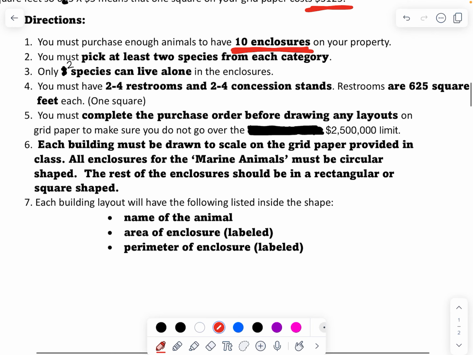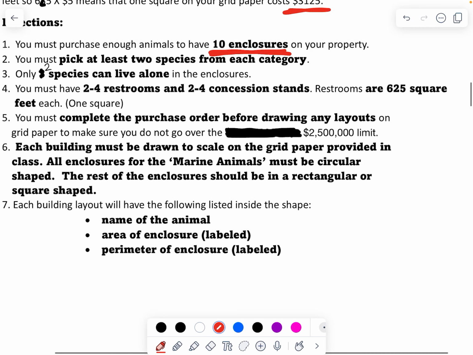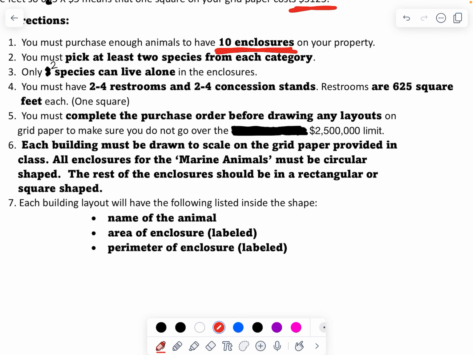Okay. You must have 2 to 4 restrooms and 2 to 4 concession stands. Restrooms are 625 square feet each, so just 1 square. Because that seems small on paper, but it's actually 625 square feet is a big area. You must complete the purchase order before drawing any layouts. Each building must be drawn to scale on the grid paper provided in class, and all enclosures for the marine animals must be circular shaped.